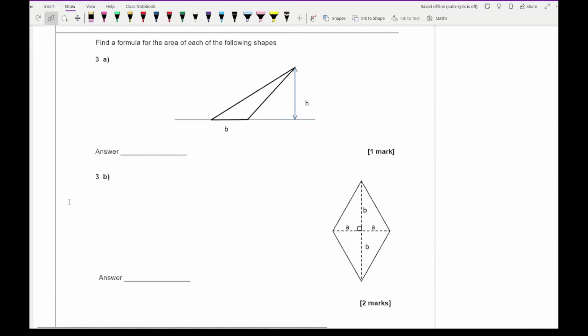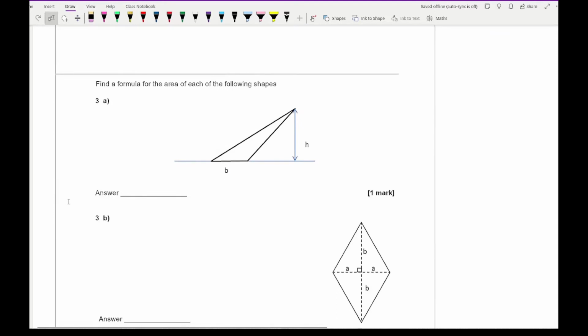Then moving on to question 3a, it says find the formula for the area of each of these shapes. Well, this shape here is a triangle, and so you should know that the area is going to be either base times height divided by 2, or you could write it as a half BH.